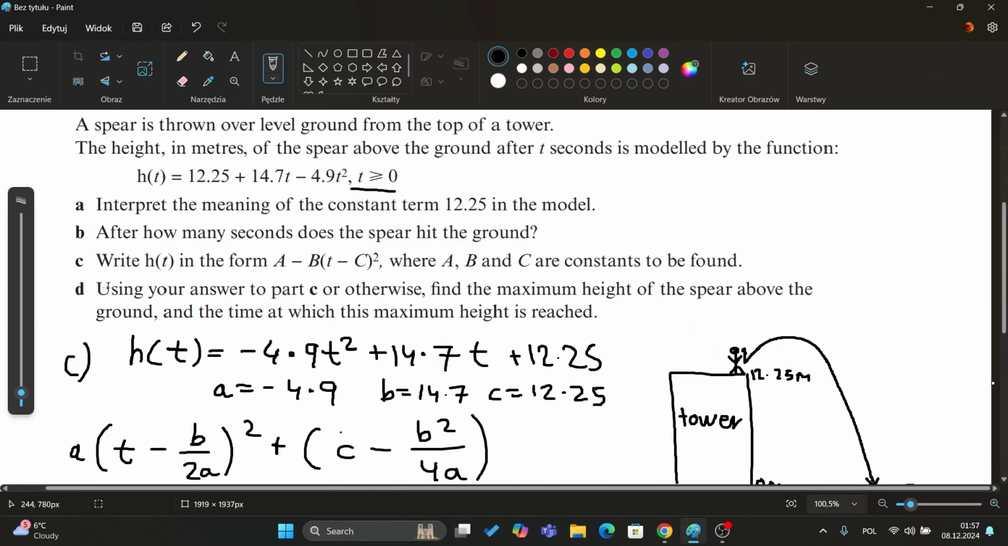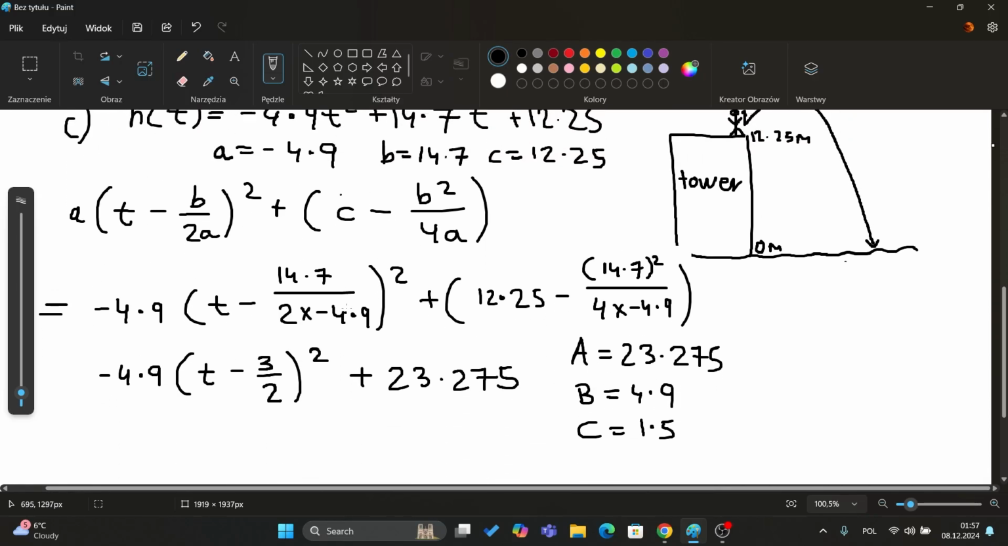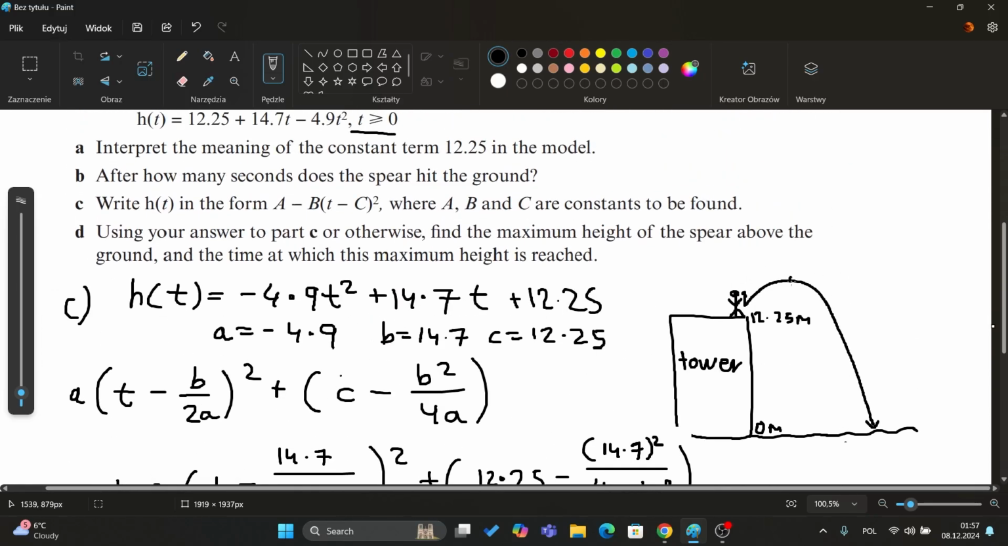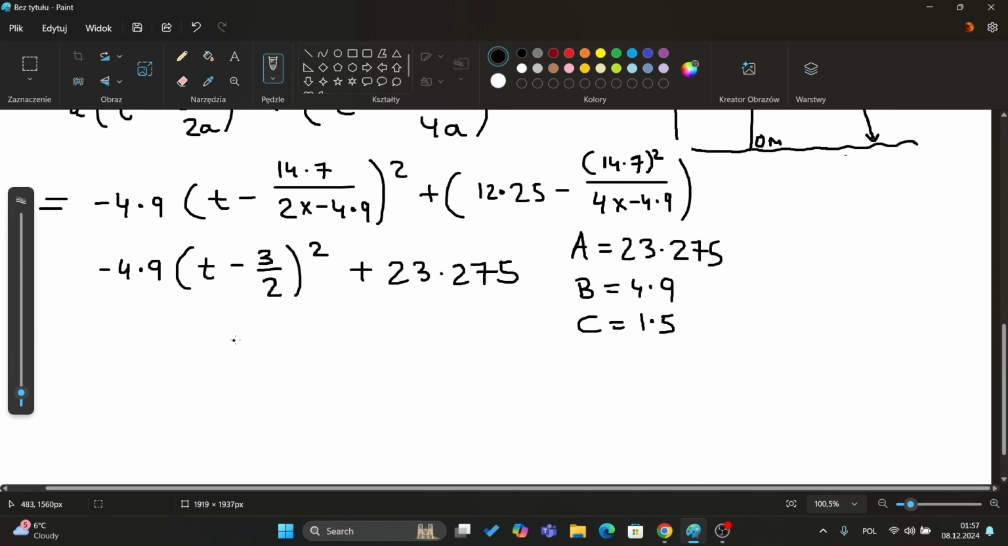And in part D, using your answer to part C or otherwise, find the maximum height of the spear above the ground and the time at which this maximum height is reached. Basically, that is when there is a turning point here. We can determine the time and the height of this point, and we do that by knowing that minus a and b give us the turning point. So that is 3/2 and 23.275.